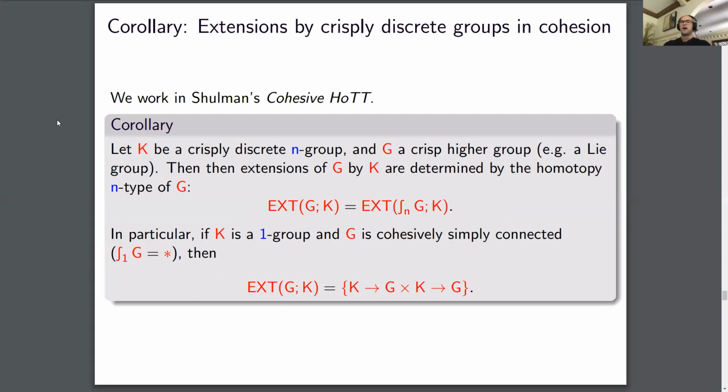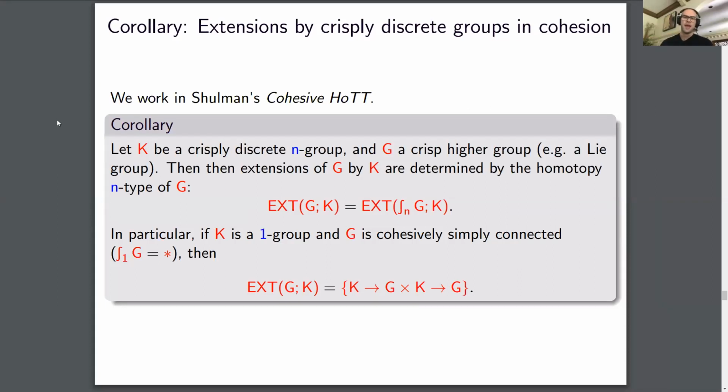So coming back, someone's question was about getting topological groups. If we work in cohesive homotopy type theory, so Mike Shulman's cohesive homotopy type theory, we can get a quick corollary here, and this is fun. If you don't know about this, just ignore it, but I'm just going to say it. So if we have a crisply discrete n-group K, and G is a crisp higher group, so an example might be a Lie group or a Lie groupoid, then the extensions of G by K are determined by the homotopy n-type of G. So we have this identification.